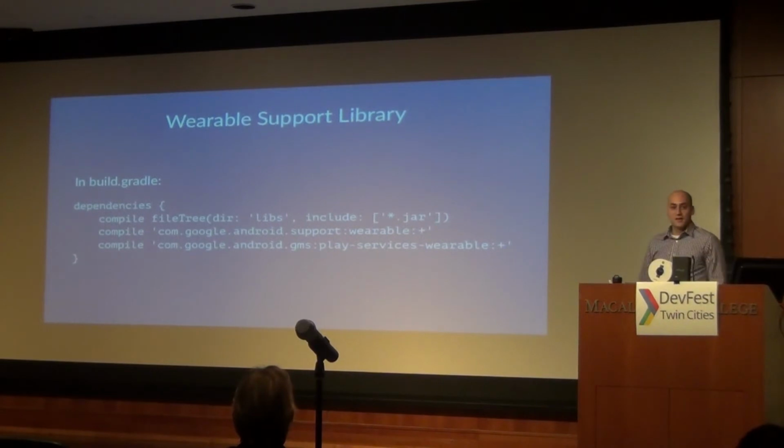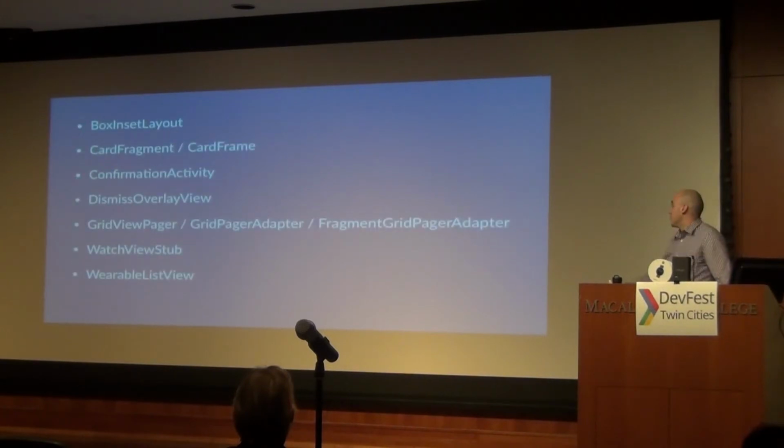So what Google has done is they've created a wearable support library with a bunch of new tools that you can use and include to help make your UI work better for a wearable. All you have to do is include a couple lines in your Gradle file and you're all set. And you get a bunch of new classes that you can use. So I'm going to be going through a bunch of these and telling you how and when you should use these.